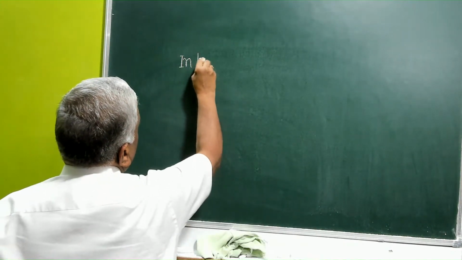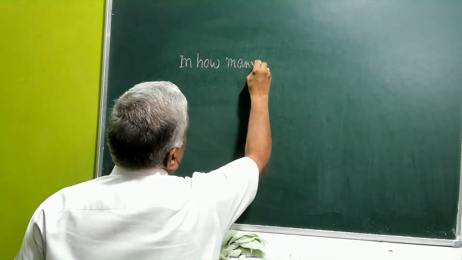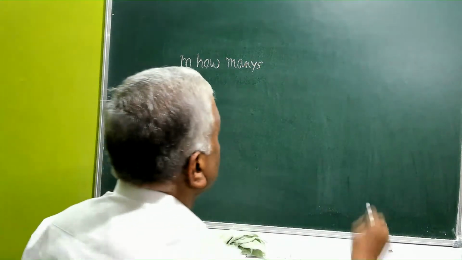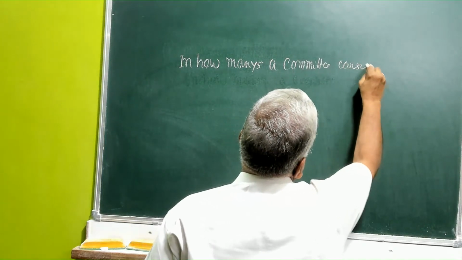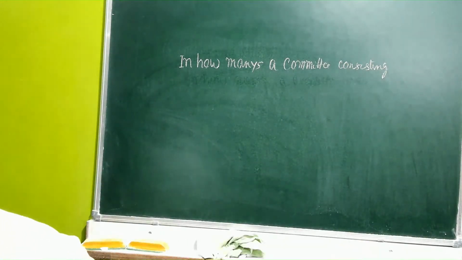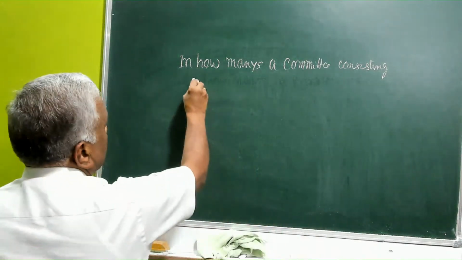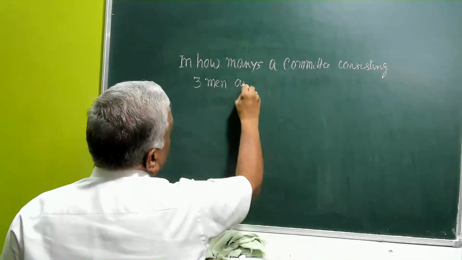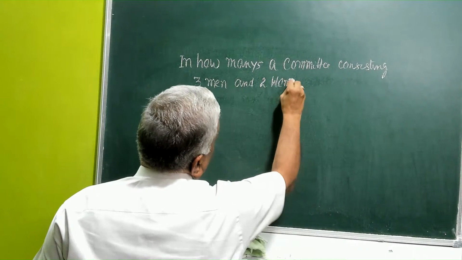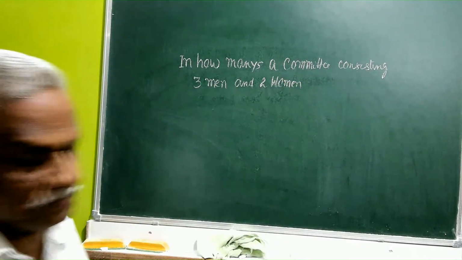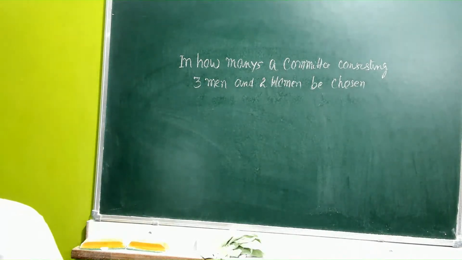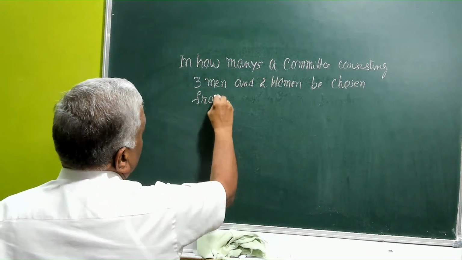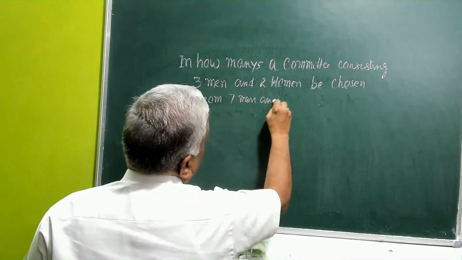A similar problem. In how many ways can a committee consisting of 3 men and 2 women be chosen from 7 men and 5 women?